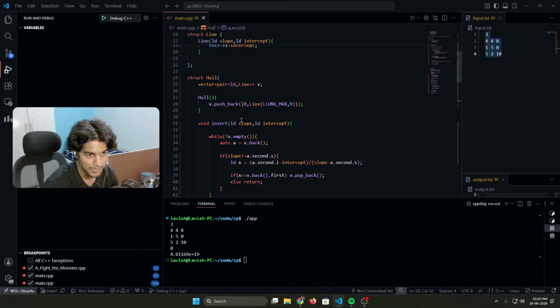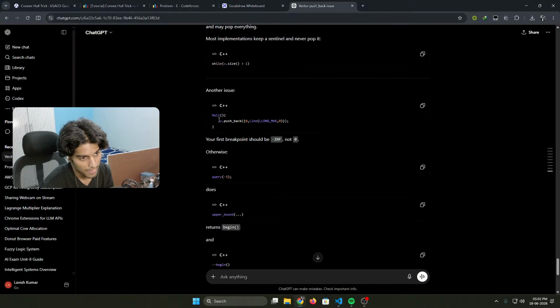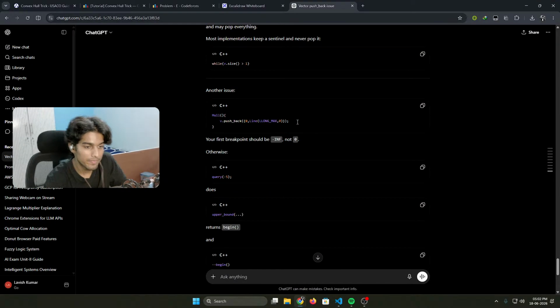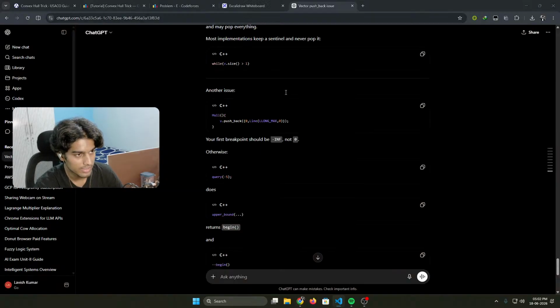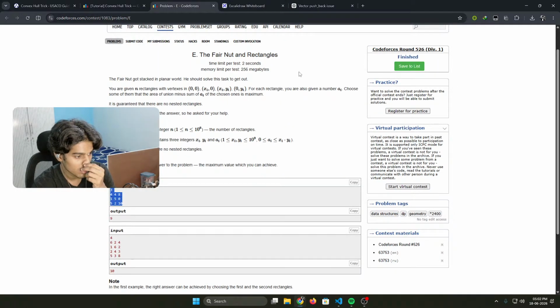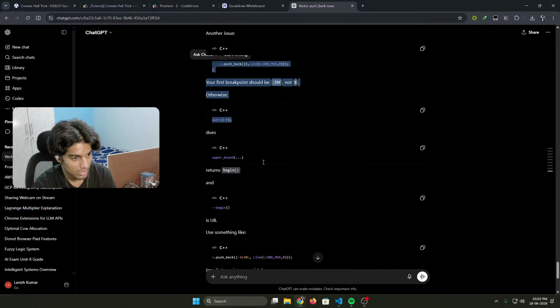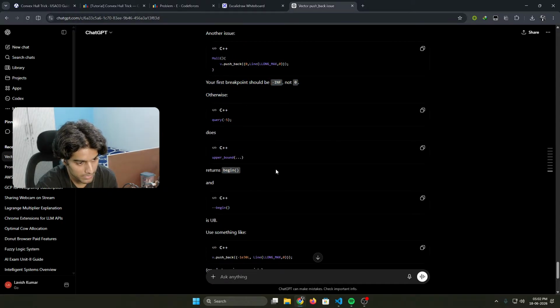Okay, not going to remove that. Another issue is this. So the first breakpoint should be minus and, yeah, wait. But we don't have a negative query, so I should be fine. This is intentional. Yeah, this is intentional. That's fine. Returns begin.